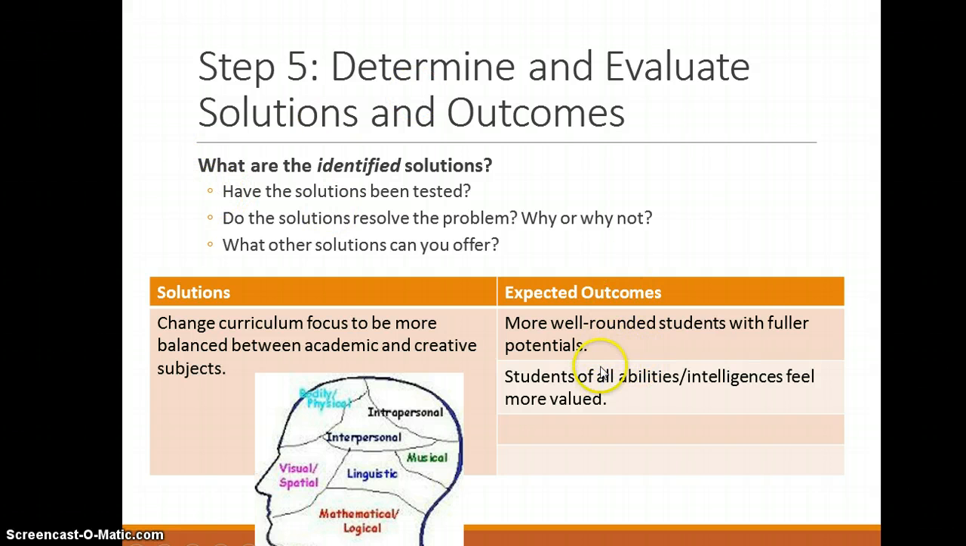Now, with any expected outcome, you're going to have to evaluate them and see, if we do this, will it really have these outcomes? Does this solution really give us more well-rounded students, and will students really feel more valued? And if there's something else that we're not thinking of, maybe the author has not, or there's a counter argument that's not being addressed here. So every time you're coming up with solutions, you want to think about what comes out of that solution, and does that make sense?